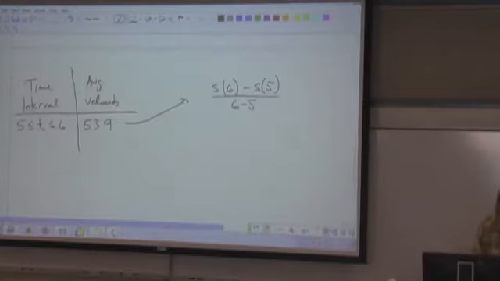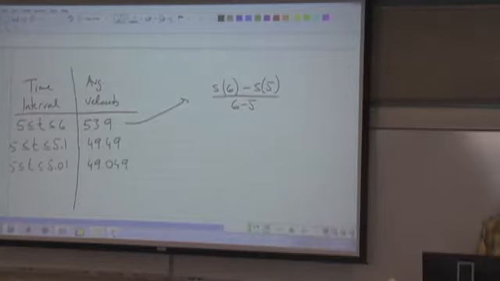Okay, if I look between 5 and 5.1, I'm going to get 49.49. And I'll just skip one. Let's see, between 5 and 5.01 is 49.049. And between 5 and 5.001 is 49.0049.